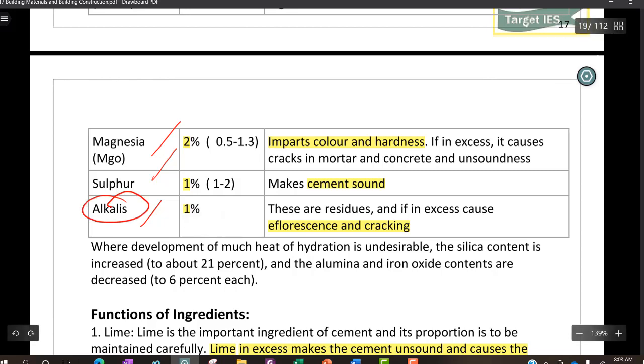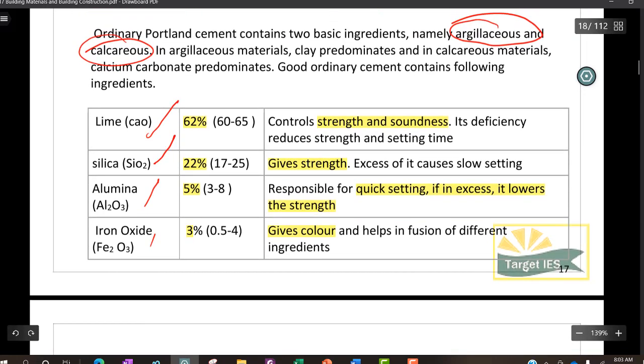You might have heard, right? Alkalis last chapter में भी हमने पढ़ाया था. कहाँ पे पढ़े थे हम लोग? ब्रिक्स में पढ़े थे ना, alkalis, about alkalis. I hope you remember it. So the limit is very less. You should not have more than 1%. If you have this alkali, you will be seeing efflorescence and cracking of your cement. Not good.